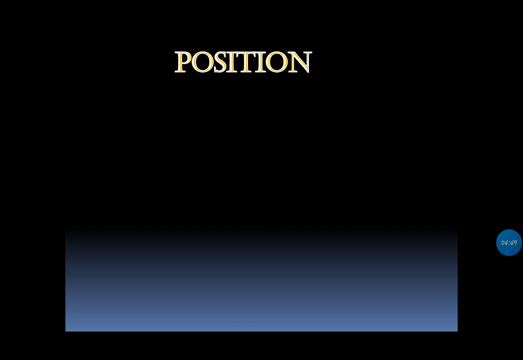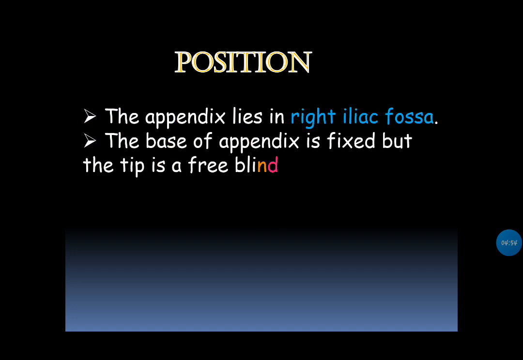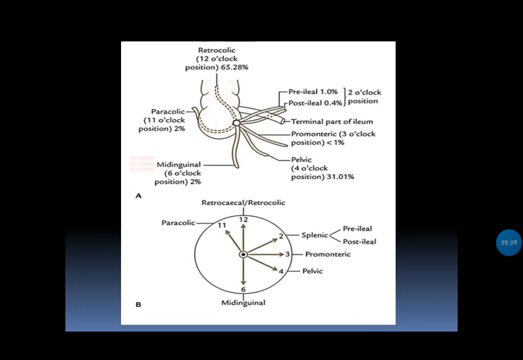Next, let's talk about the position of appendix. Normally, the appendix lies in the right iliac fossa. The base of appendix is fixed, whereas the tip can point in any of the following directions. Come on, let's see them. For an easy understanding and remembrance, here the positions of appendix are compared to the hour hand of a clock.